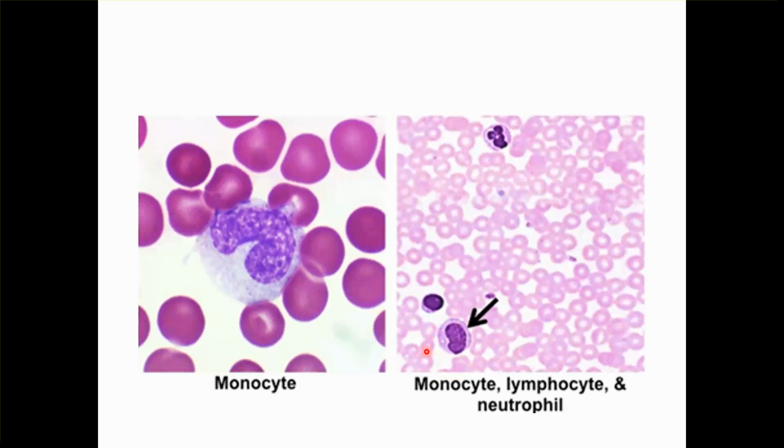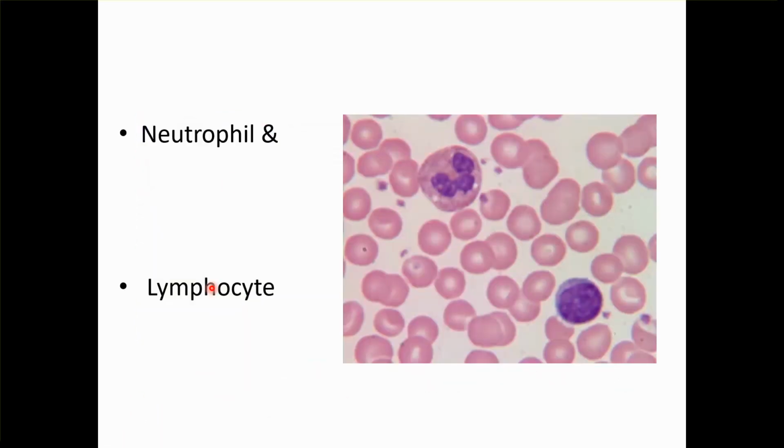Here you can see three cells. This is a monocyte, this will be a lymphocyte because it does not have the indentation, and this one is a neutrophil. Here you can see again a neutrophil, and this is a lymphocyte.